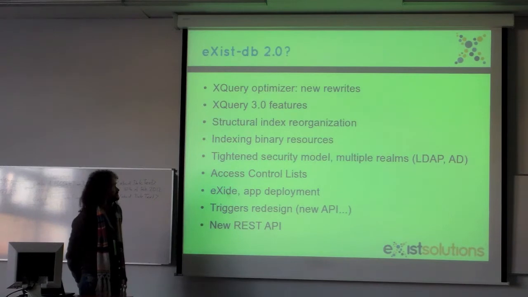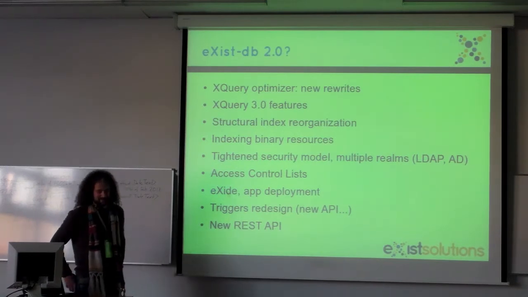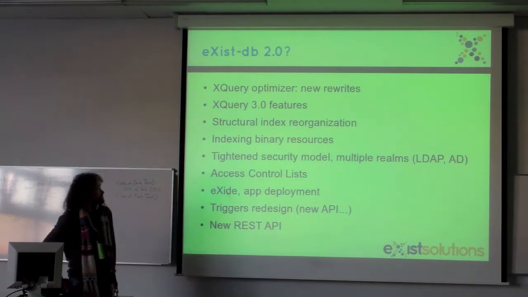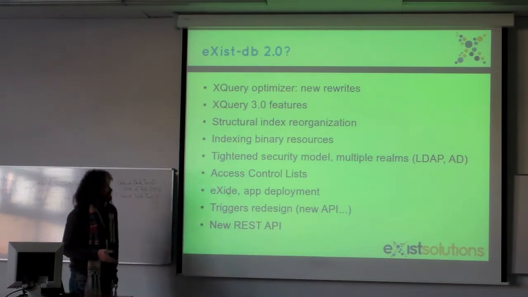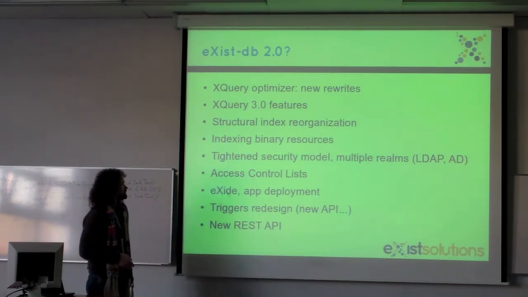Then under the hood we had quite some redesigns. The structural index, which is eXist's most important index for resolving XPath expressions, has been completely rewritten, and there are quite some performance advantages of using it. In particular, if you have a query which needs to traverse a rather small subtree out of a large set of resources. What we also added was indexing for binary resources, so you can index PDFs and so on.